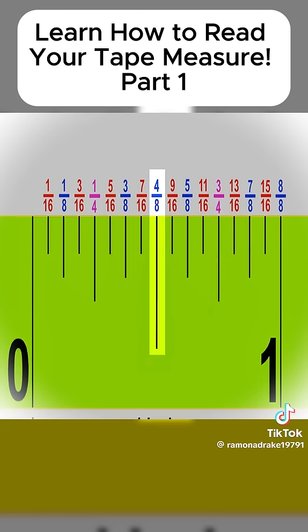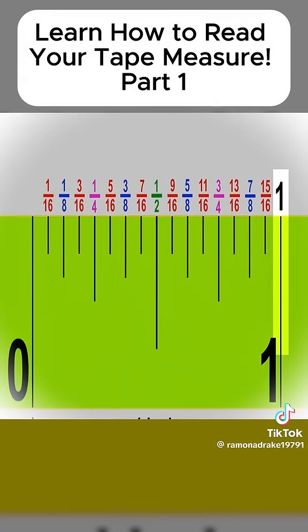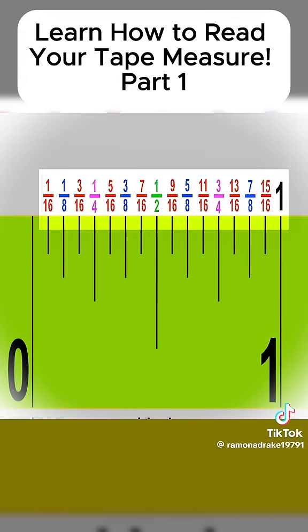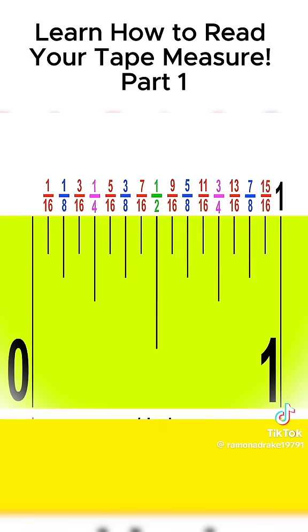4/8 can be simplified to 2/4. 2/4 can be simplified to 1/2. And 8/8 equals 1 inch. There's no way to simplify the fractions further, so we're done labeling each of the markings.